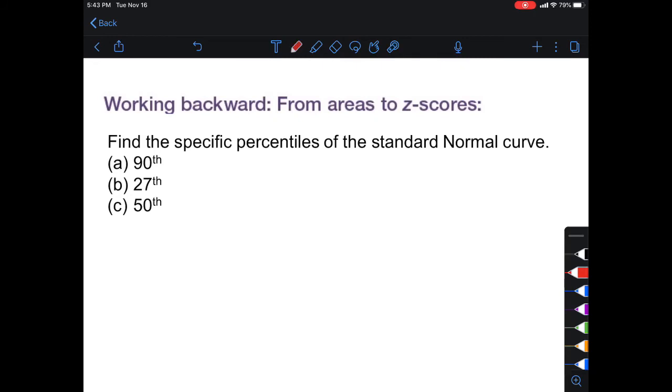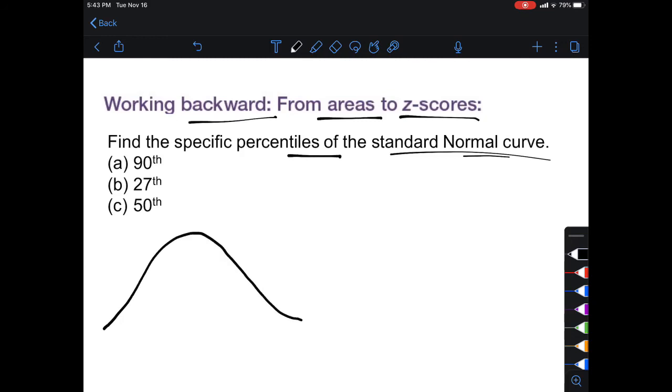Okay, so we're going to go backwards now. To do that, first we're going to, of course, draw our normal curve. So working backwards from areas to z-scores, find the specific percentile of the normal standard curve here. Okay, so 90th percentile means the area underneath the curve is 0.9. So the shaded area is this, that 0.9. So 90% of the area is shaded.